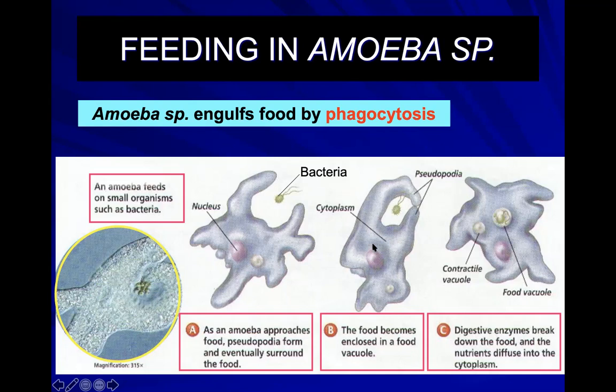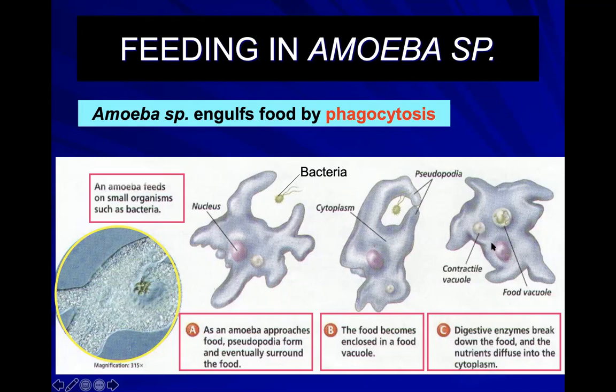Once the pseudopodia are formed and they engulf the bacteria, they will form a food vacuole. So here is the food vacuole that contains bacteria. What will happen next is that the digestive enzyme will break down the food and the nutrients diffuse into the cytoplasm. So here we have the food vacuole.